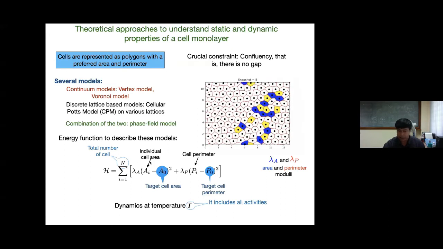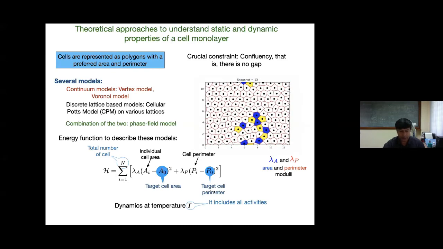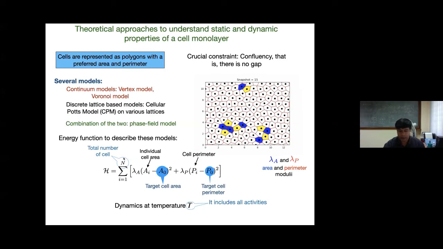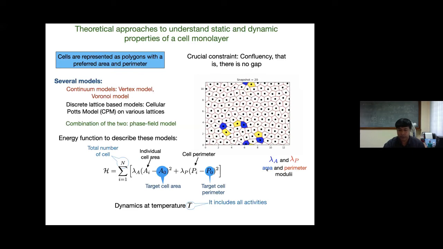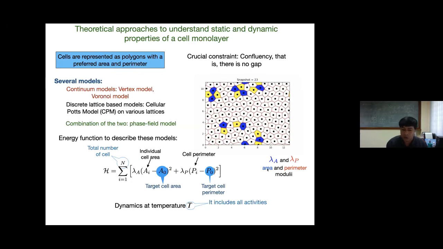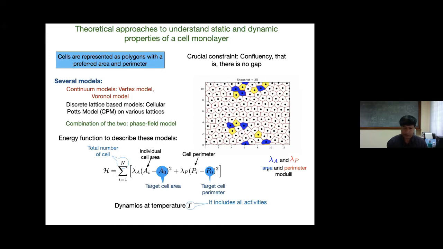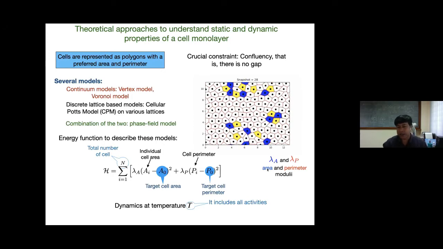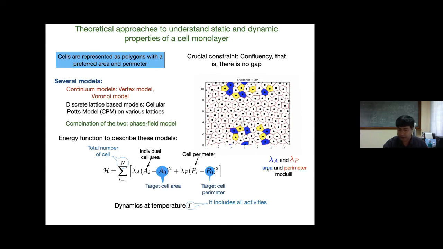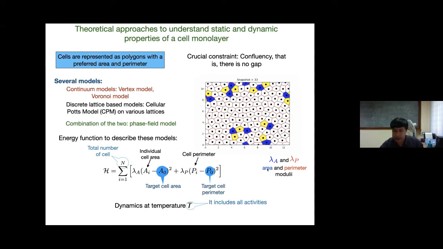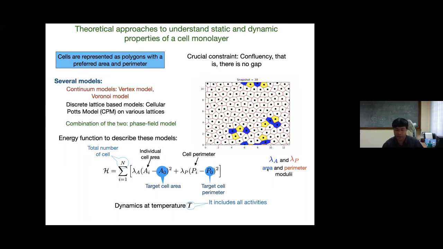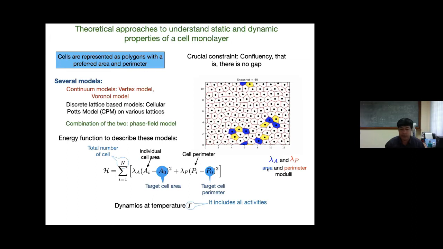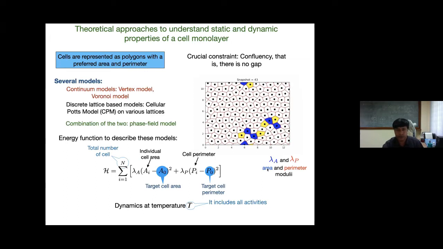A_i and P_i are individual cell areas and perimeters, and A_0 and P_0 are the target cell area and the target cell perimeter. N is the total number of cells in the system. Lambda_A and lambda_P are the area and perimeter moduli. So they basically characterize how strongly these two constraints are satisfied in the system. Given this energy function, one can study the dynamics in this system via a temperature T. This temperature is some type of effective temperature, so it characterizes all types of activity, including the equilibrium temperature. But within these models, this temperature has the status of an equilibrium temperature.